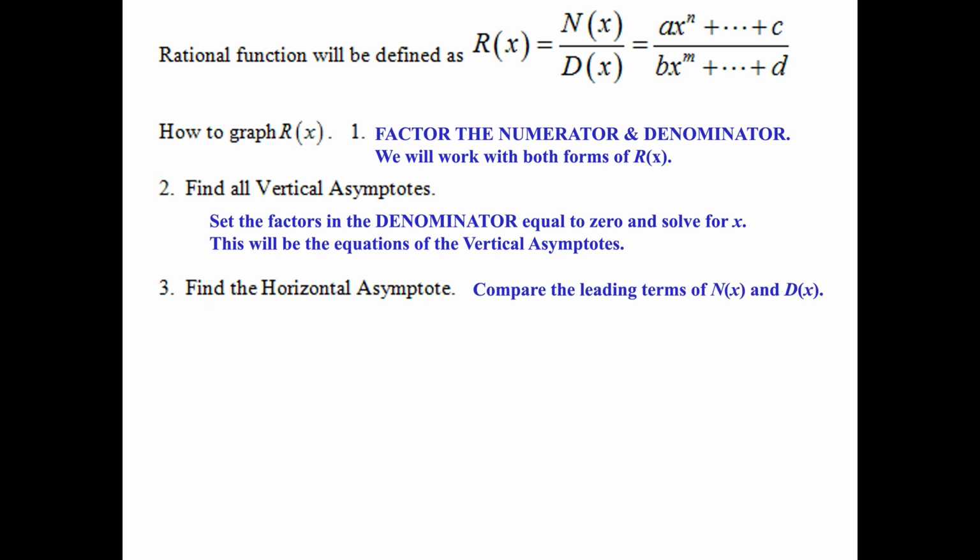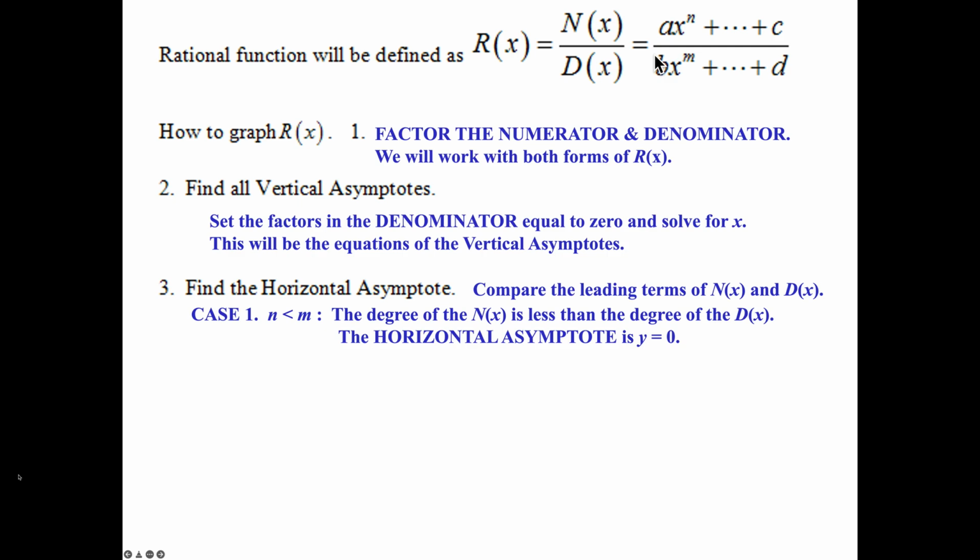For your horizontal asymptote, we're going to compare the leading terms of N of x and D of x. So we're going to use this polynomial form right here. So case 1 says if n is less than m, that means the top power is less than the bottom power. So that means the top power, that's the degree of the numerator, is less than the degree of the denominator. In layman's terms, top power is less than bottom power. If that happens, your horizontal asymptote is y equals 0.